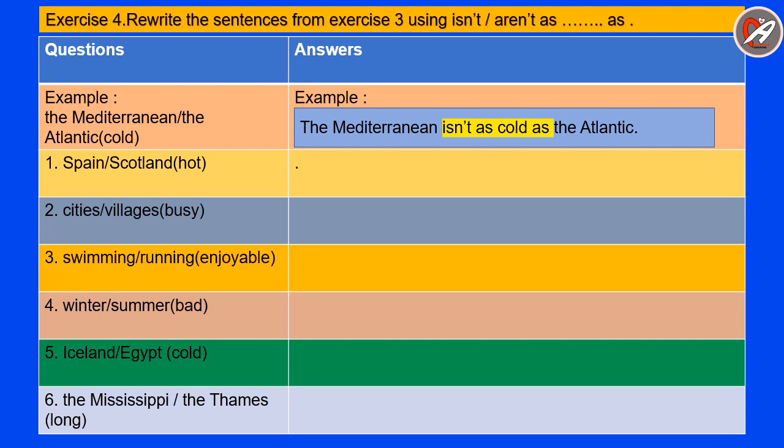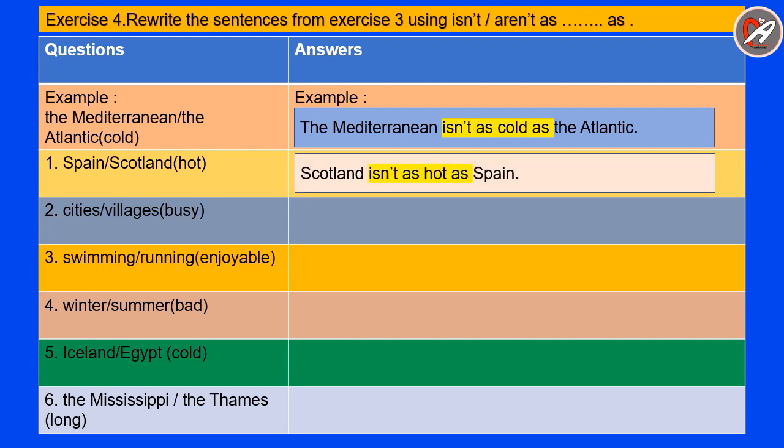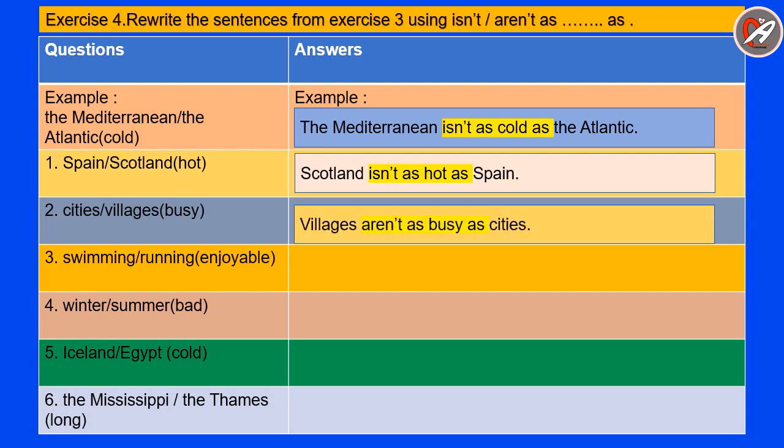Okay, let's try number 1. Spain / Scotland, and the adjective is hot. So in negative form, Scotland isn't as hot as Spain because Spain is hotter than Scotland. Next, number 2. Villages aren't as busy as cities because cities are busier than villages.